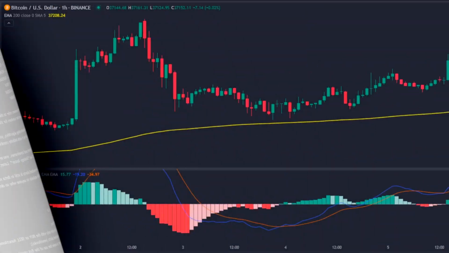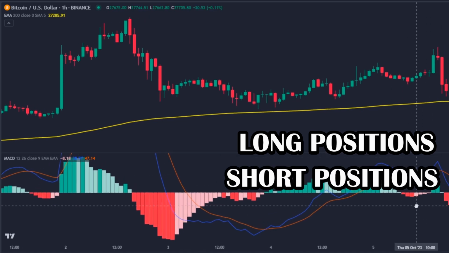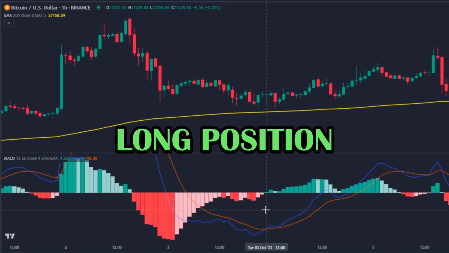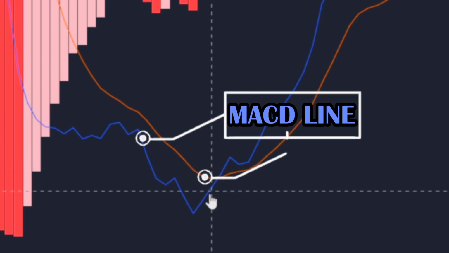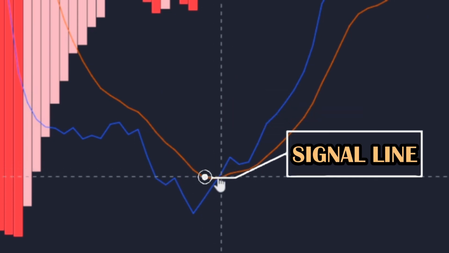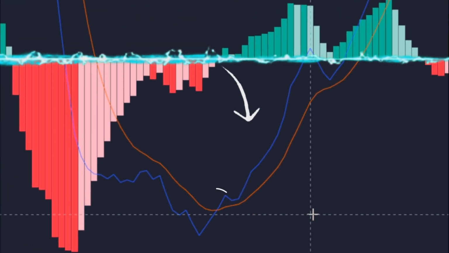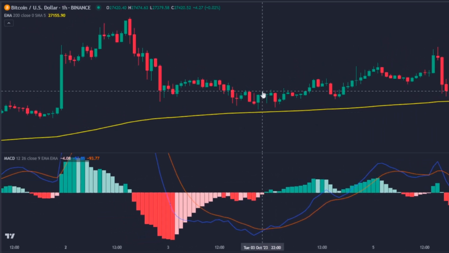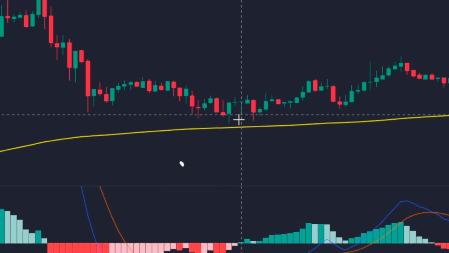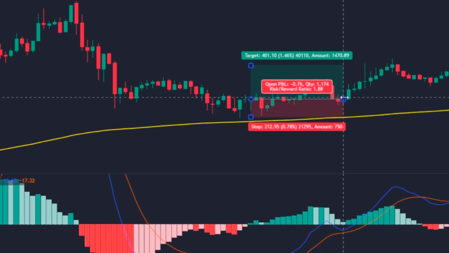So, with this strategy you can either open long or short positions. For a valid long position, the MACD line, which is the blue one, needs to cross above the signal line, which is the orange one, and that crossover needs to happen under the zero line of the histogram, because in that way you are taking long positions when the price is undervalued. And then you can only take that signal if the price is above the 200 period exponential moving average.